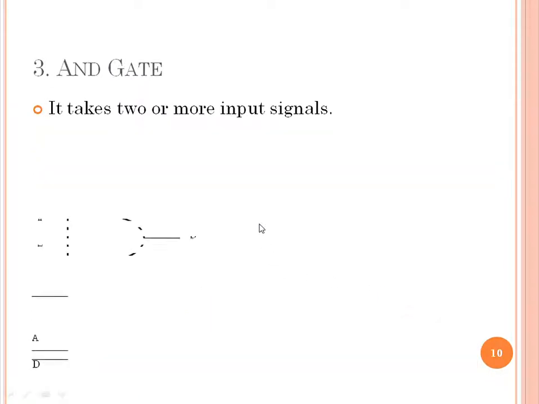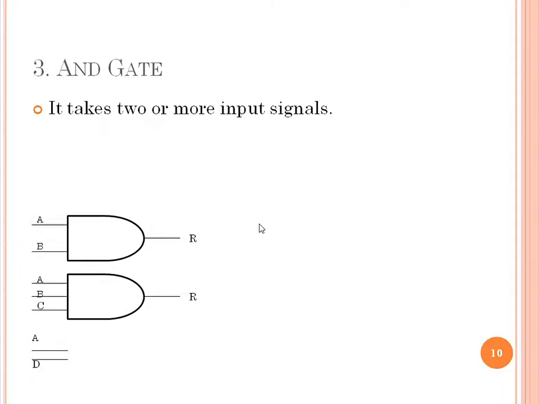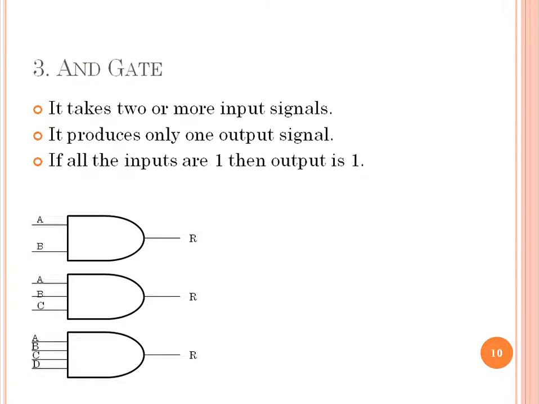The next gate is the AND gate. Similar to the OR gate, it will take two or more input signals and will return only one output signal. If all the inputs are 1, then the output in case of the AND gate will be 1 only. As we can see over here, this is an ice cream shaped circuit. It takes two inputs, and there are different circuits here for 3 inputs and 4 inputs, but in return it will only give you one output.